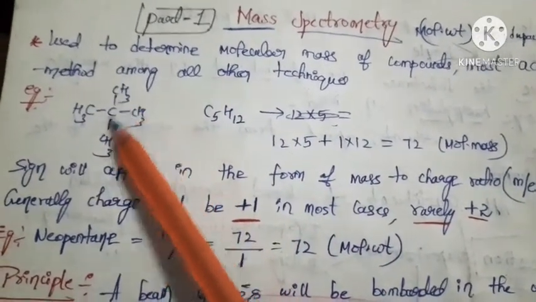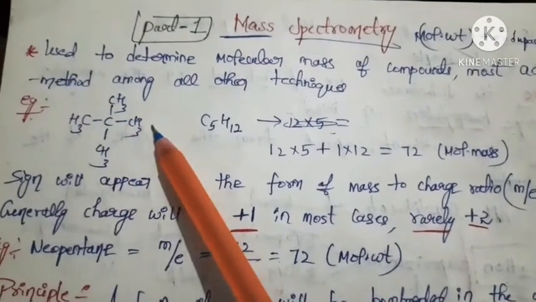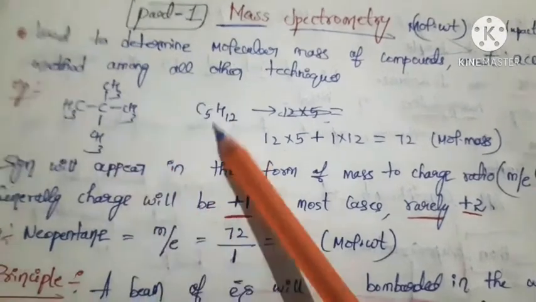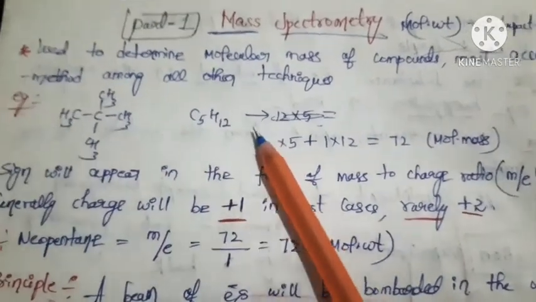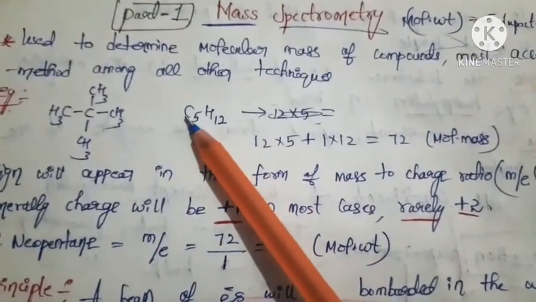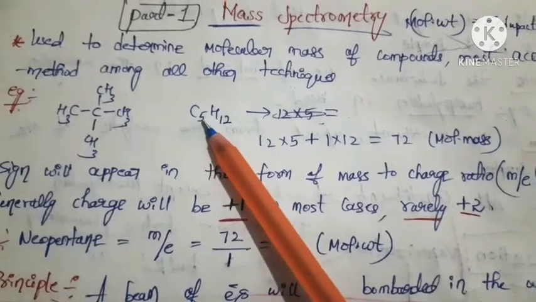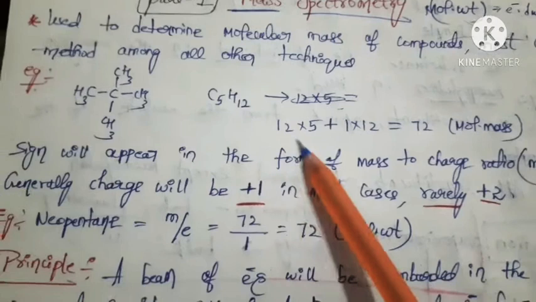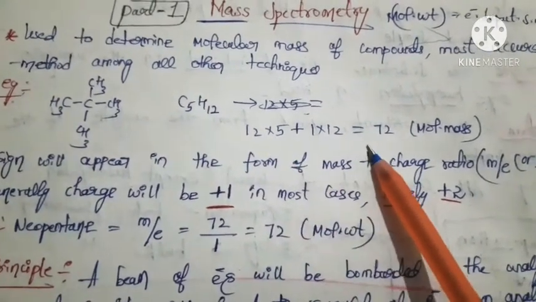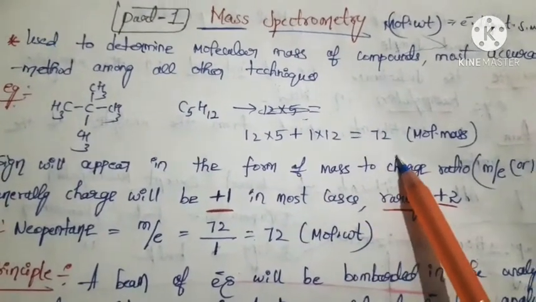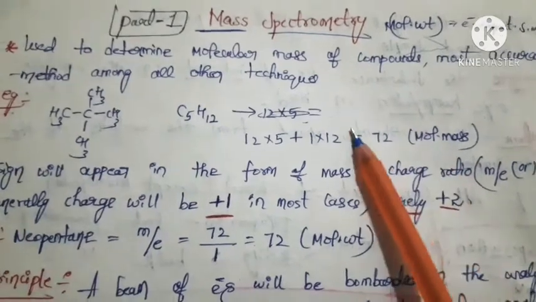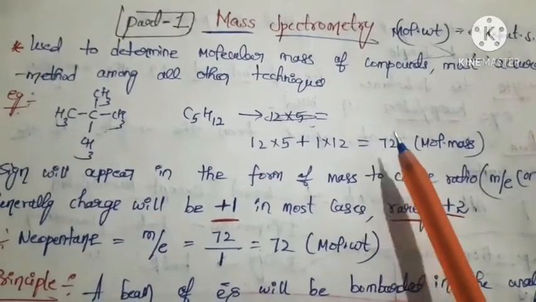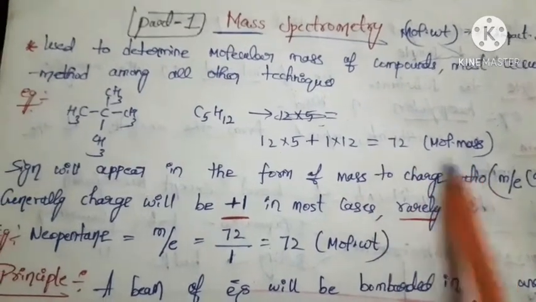This is neopentane. 1, 2, 3, 4, 5 carbons are present, and we can write this as C5H12. See, the atomic weight of carbon is 12, so 5 carbons are present: 12 into 5, plus hydrogen 1, so 1 into 12. So here the molecular mass of neopentane is 72. So based on the molecular weight, the molecular mass of the compound can be determined.